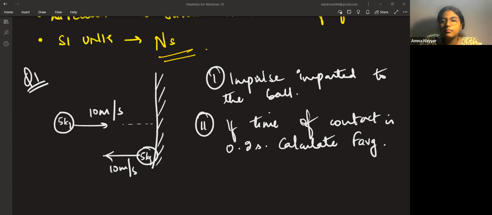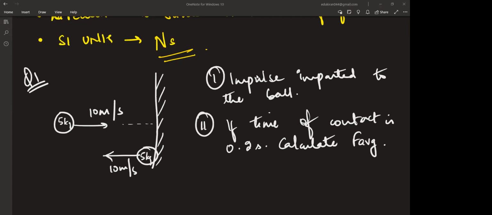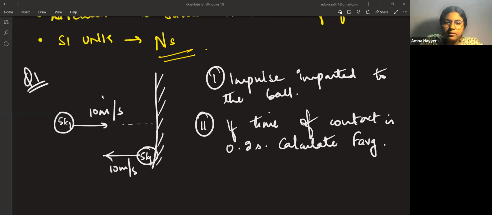Shaista? Any answer? Yes, any method you think? One hint. Look at this. You have written one more formula also. Two formulas of impulse we have written.